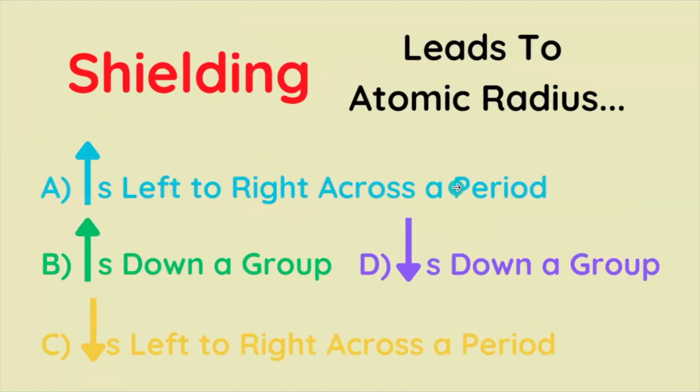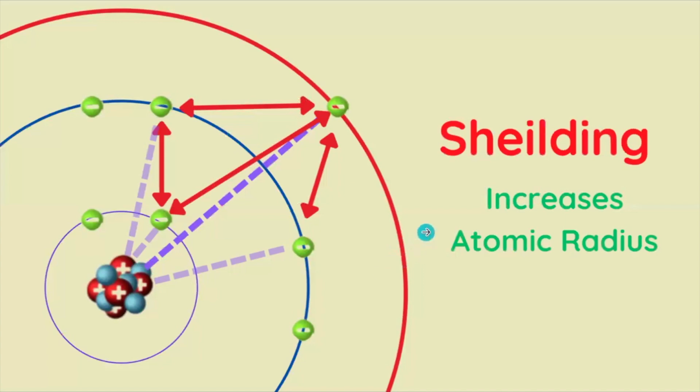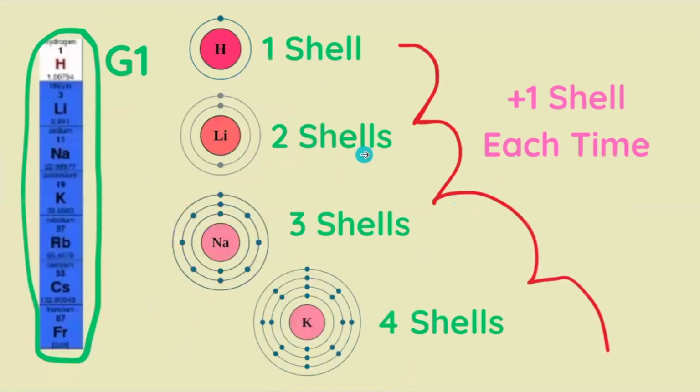Speaking in broad terms with periodic trends, shielding does what to atomic radius? Increases it across a period, decreases it across a period, increases down a group, decreases down a group. Well, we've just established that shielding increases atomic radius. So wherever shielding is higher, atomic radius is higher. And we can see how this works by singling out elements within the same column or group.